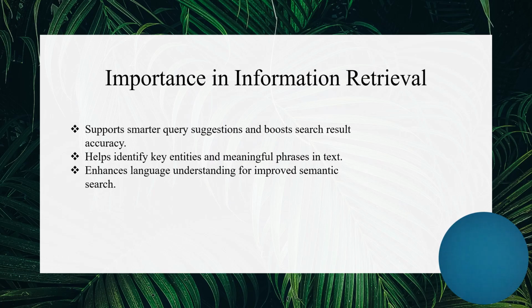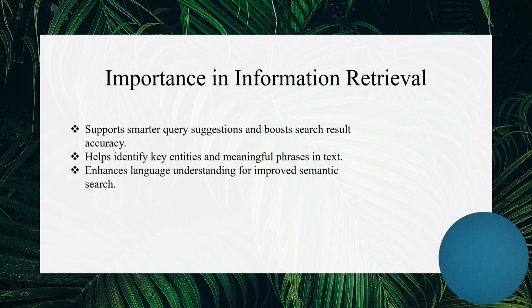The next slide is importance in information systems. POS tagging supports smarter query suggestions and also boosts search result accuracy. It also helps in identifying the key entities and meaningful phrases in a text. It also helps in a process like query expansion, wherein it helps us identify the synonyms or terms related to the same category.